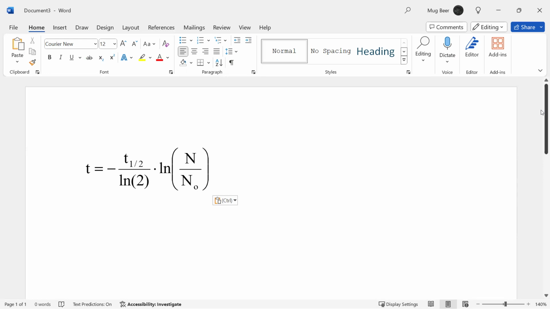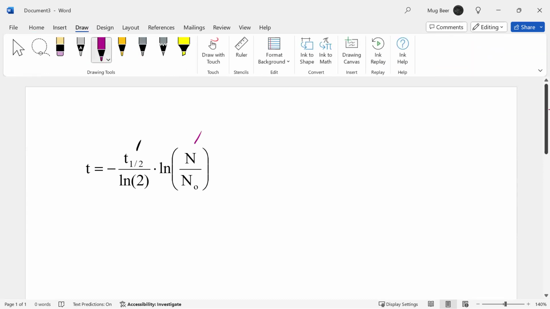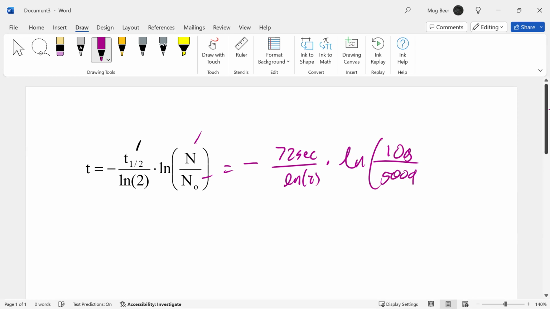And then I'm going to multiply that by the natural log of the fraction, what I got divided by what I started with. So the N is moles, I guess you could say, and then moles original. So my final amount and my original amount. And then I can determine how long this is going to take. So let's do that. So it's negative, and my half-life was 72 seconds. And then this is the natural log of 2. And then this is time, the natural log. And then I'm curious about how long it takes to get to 10 grams. I started with 500 grams.